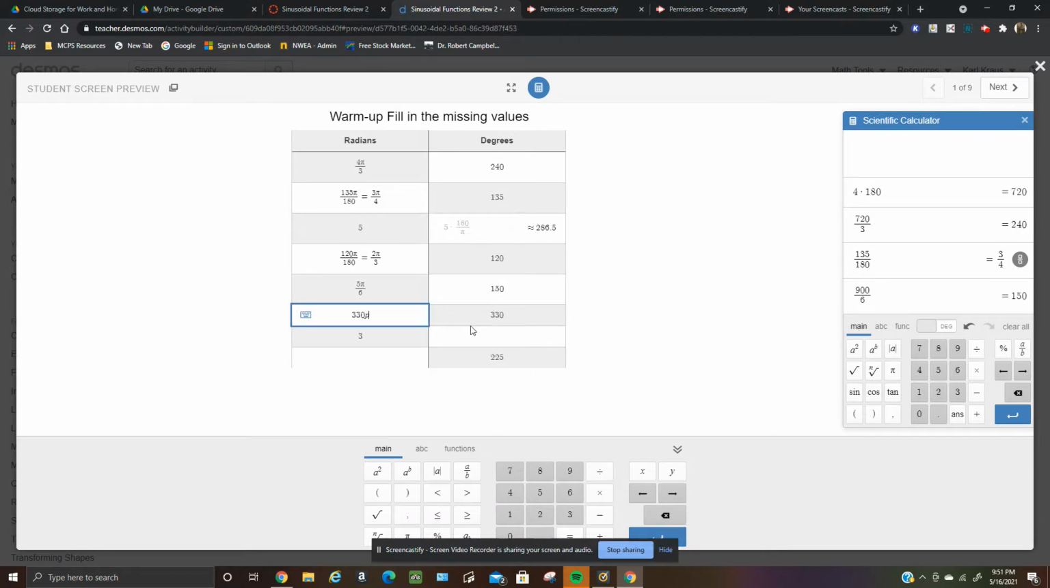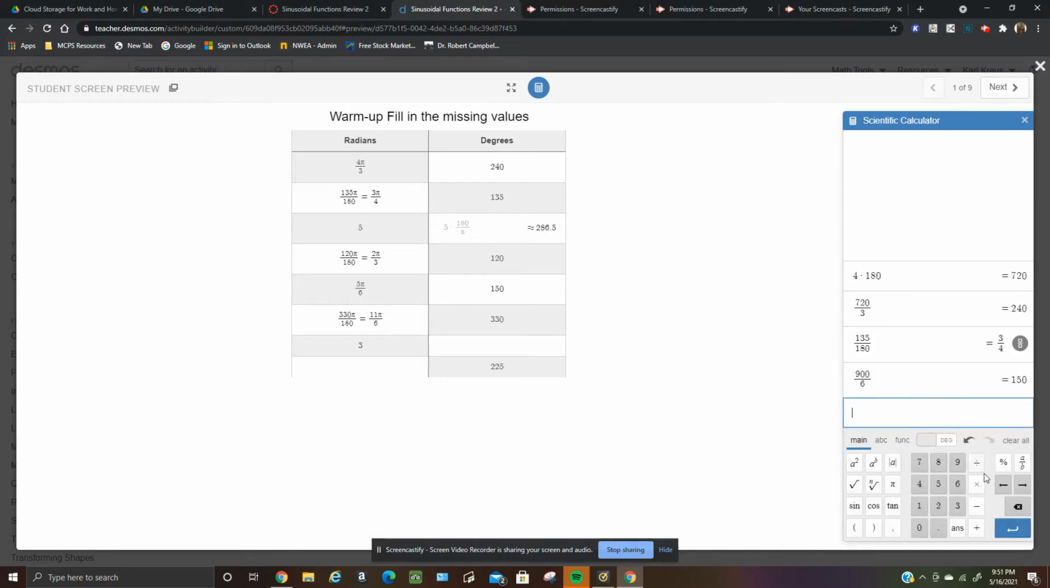And 330 pi over 180. Both those are divisible by 30. 11 pi over 6, or if I did 330 divided by 180 on the calculator and then turned it into a fraction, is 11/6 there.